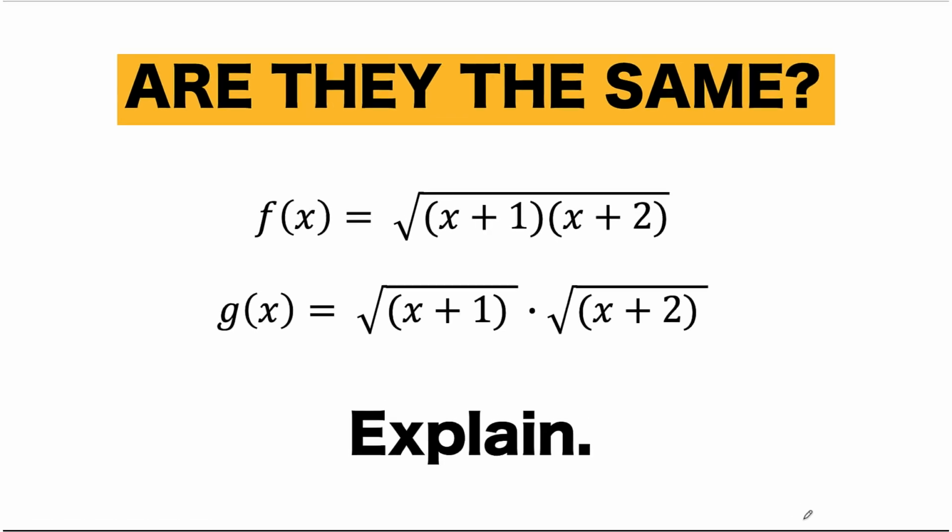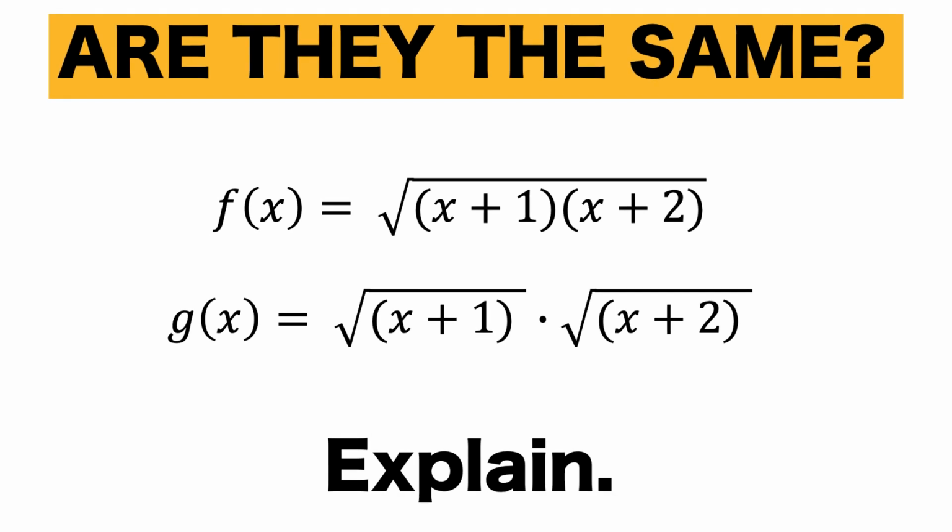Let's say we are given two functions, f and g, where f of x is equal to the square root of the quantity x plus 1 times x plus 2, whereas g of x is the product of two radicals, the square root of x plus 1 times the square root of x plus 2. Now the question is, are these two functions, f and g, the same? Explain. You can pause the video and see if you can solve this critical thinking question.